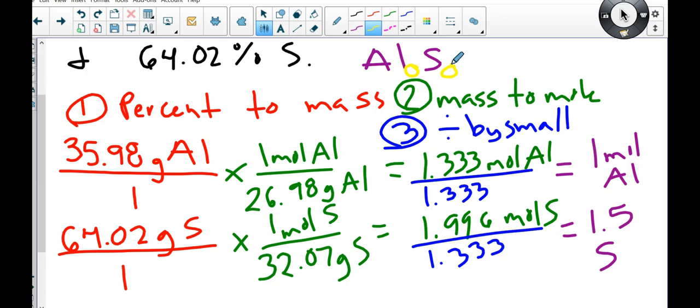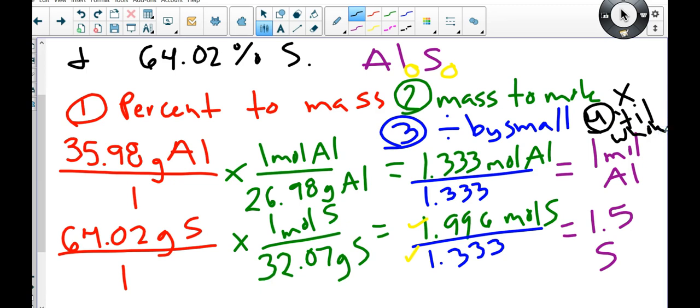So you're looking for a nice number. You see on my calculator, your calculator too, when you divide this by this, you get 1.497. That's the 0.5 that I'm looking for. It should be within 100. You know what I mean by 100? Two decimal places. You can round it to the hundreds place. You can't round it to the ones place or anything. So, percent to mass. Mass to mole, divided by small. And then the last step is multiply till whole.